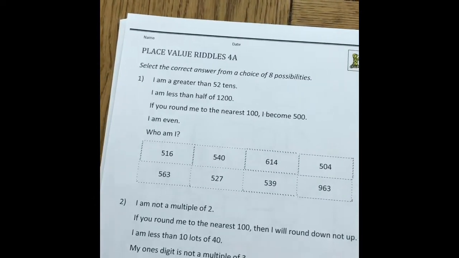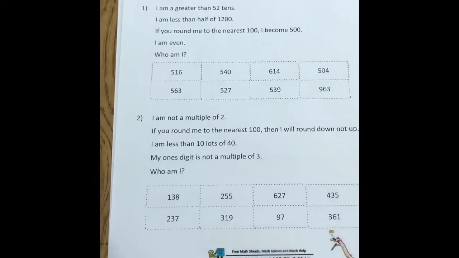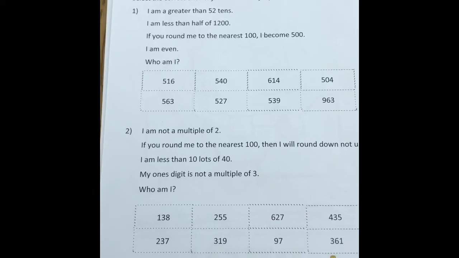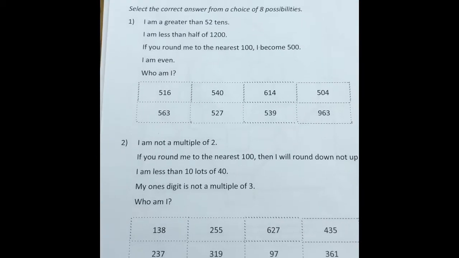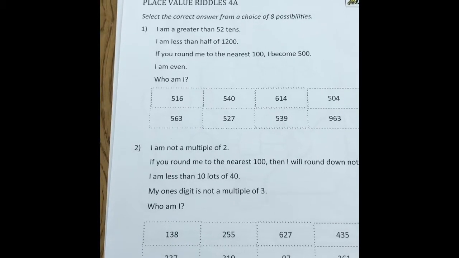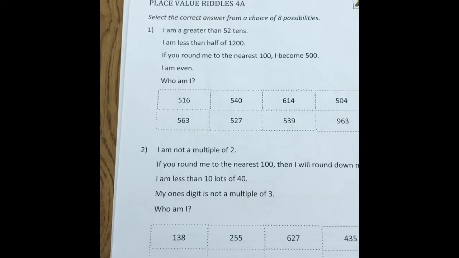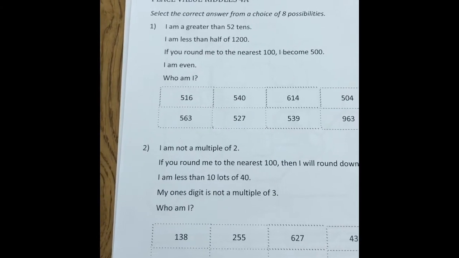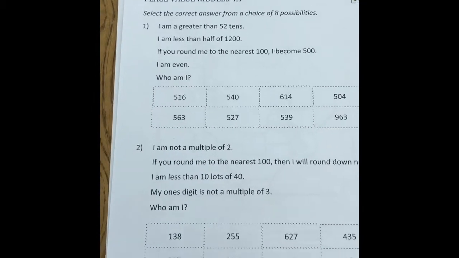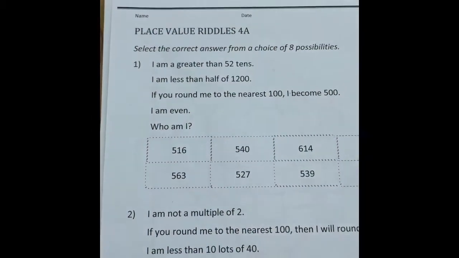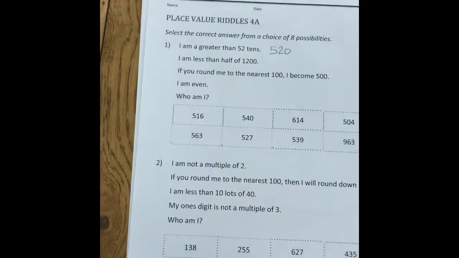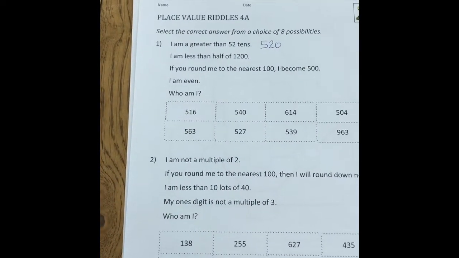The next activity is a logic puzzle. Here we're going to do a process of elimination to find the answer. I'll help you with the first one and then you can continue on the second one. Here's a place value riddle. I am greater than 52 tens. 52 tens is 520, right? So I am greater than 520.